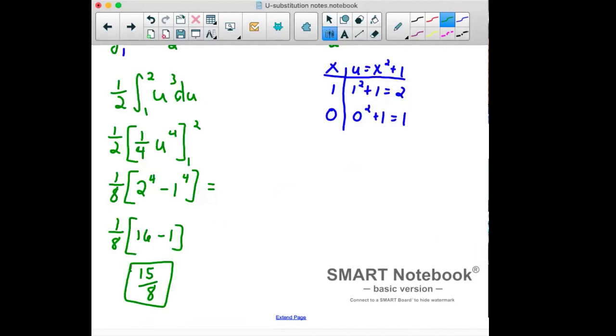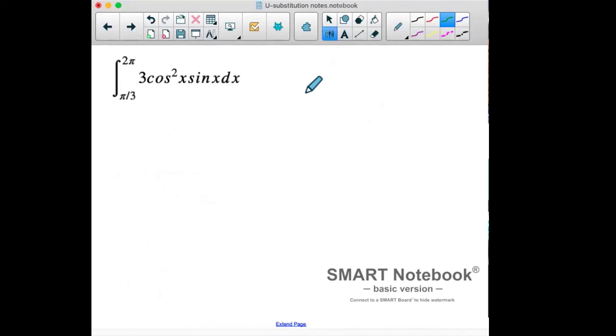Next one, I'm going to do some with trig. We haven't done too much trig here, so I want to refresh our memory on trig. So I have the integral from pi over 3 to 2 pi of 3 cosine squared x sine x dx. What do you think my u is, my inside function?